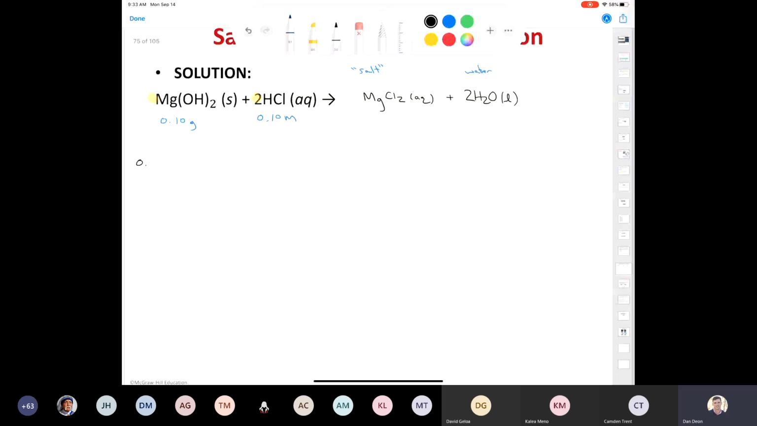So we're going to start out, and we're going to say 0.10 grams of magnesium hydroxide. We're going to use that molar mass, just like my students told me. They said, Mr. Dion, in 1 mole of magnesium hydroxide, you have a molar mass. Now, I've gone ahead and calculated this already. You add up the mass of 1 magnesium, 2 oxygens, and 2 hydrogens, and you end up with 58.33 grams of magnesium hydroxide.